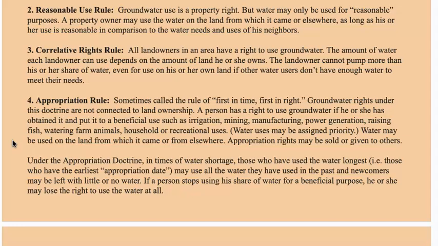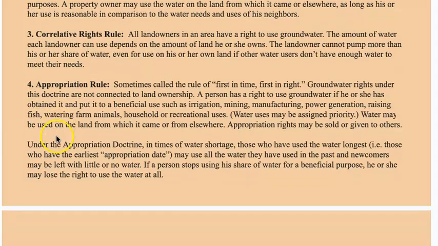So in other words, it's kind of like if you snooze, you lose. If you're using the water first, you have that continued right. And if other people come behind you or after you and they want to use it, you can continue to use as much water as you've always used. And so if more and more people want to use it and all of a sudden there's not enough, they have to stop because you have the right to continue using the water that you've always used. But like it says here, if all of a sudden you stop using it for a number of years and then you want to start using it again, you may not have that right anymore because now you gave up first in time, because someone else is in the front of the line.